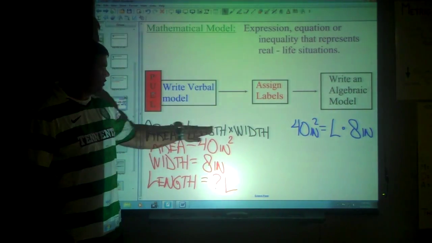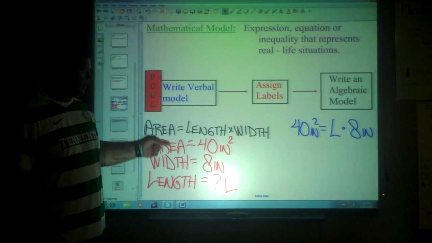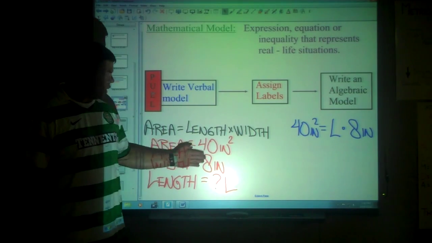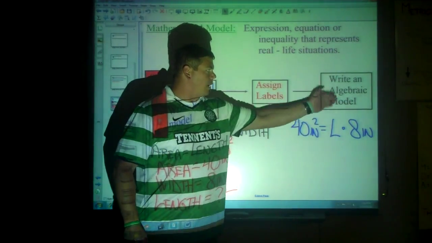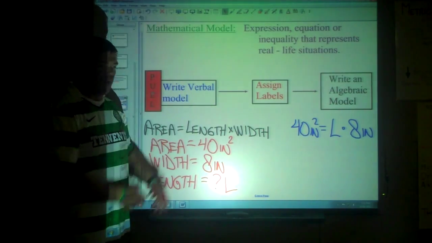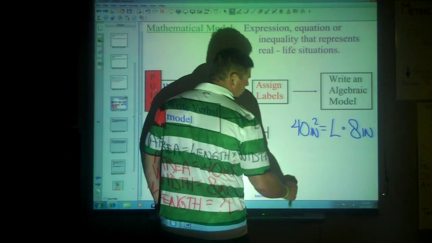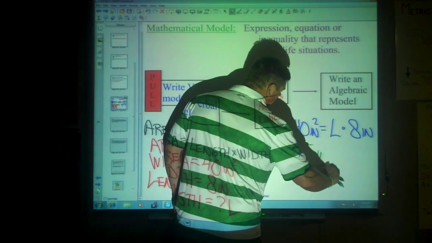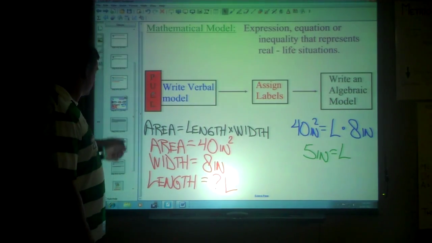So we went from words, which is the verbal model. We assigned values or labels. Stuff we know we'll be able to plug in. Stuff we don't know we use a variable for, and we write the algebraic model. From that point, it's simply asking ourselves, what would we multiply 8 by to create 40? And the answer would be 5. So the length would have to be 5 inches.